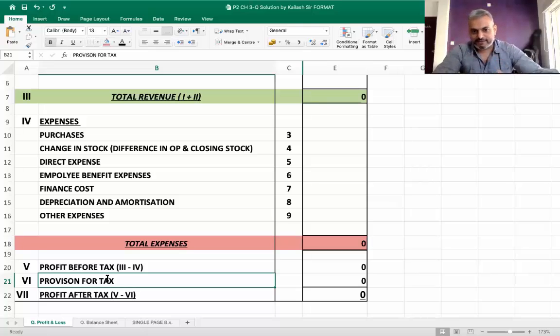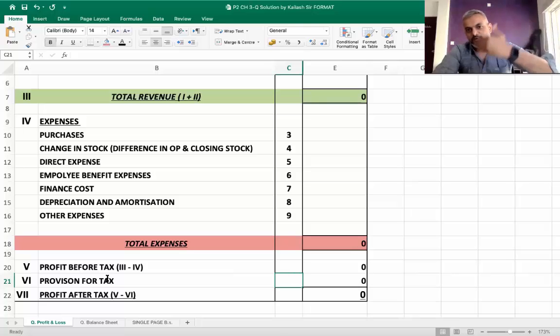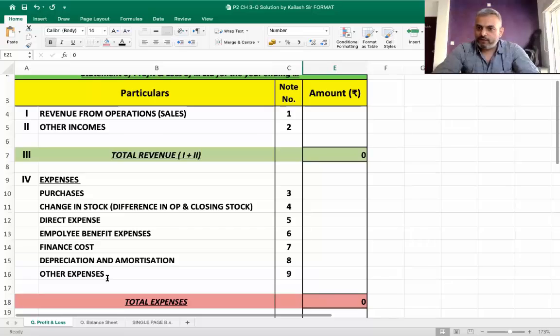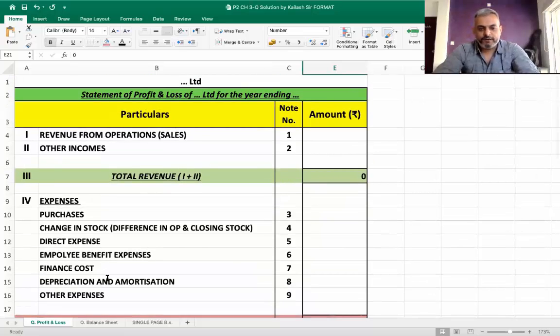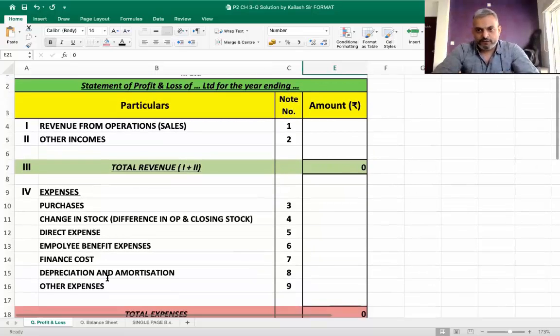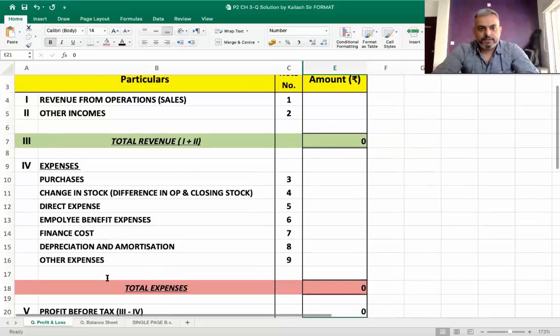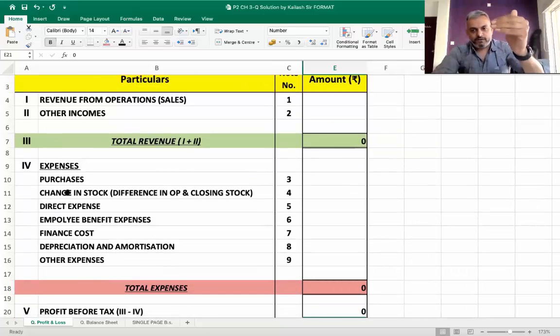It's after tax, available for distribution of dividend. So this is what the format is. Very simple format for profit and loss. Revenue from operation, other income, and then expense. You remember purchase, change in stock, then direct expense, employee benefit, finance cost, then depreciation.